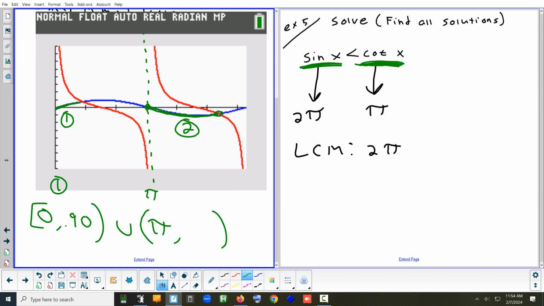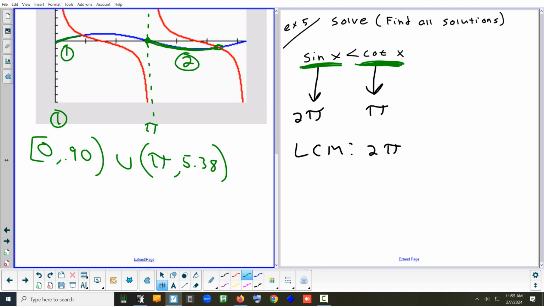5.378. So 5.38. Okay. And these two intervals are going to repeat how often? Forever. So I'm just going to put a plus 2 pi n there and a plus 2 pi n there. What that means is you can add 2 pi n to that, and that, and you'll get the same intervals a cycle later.